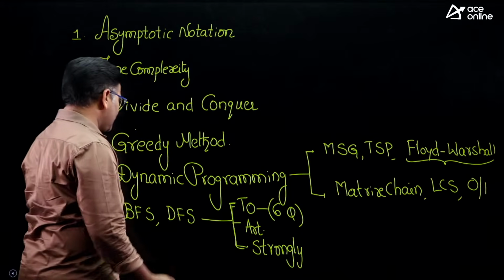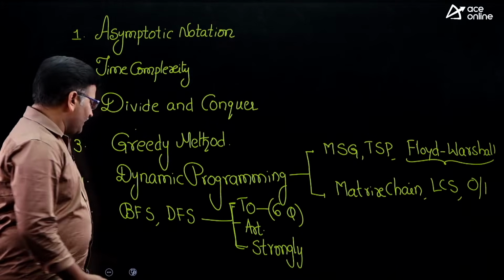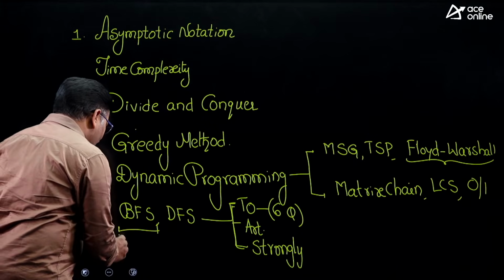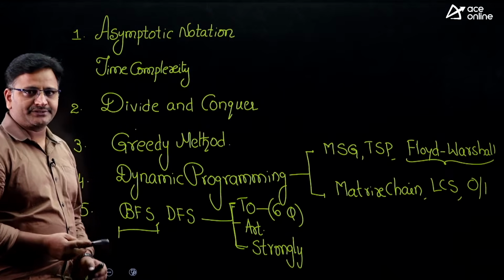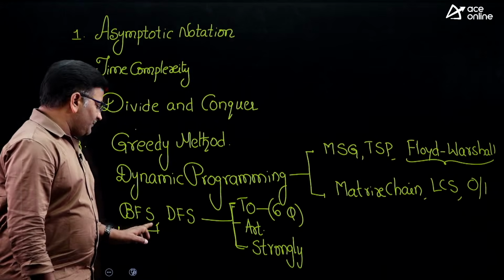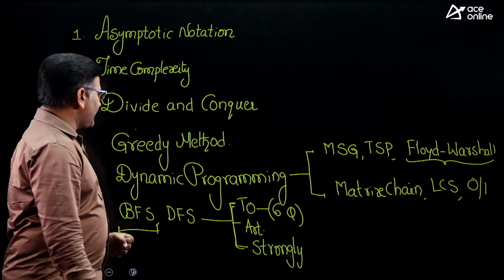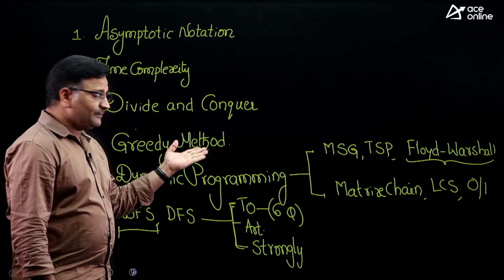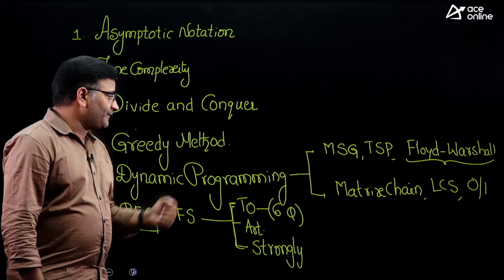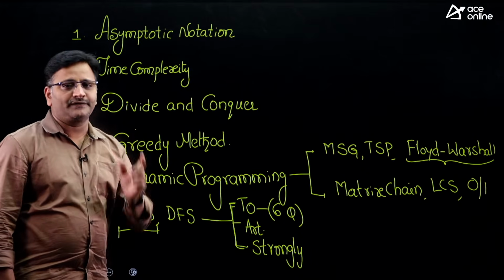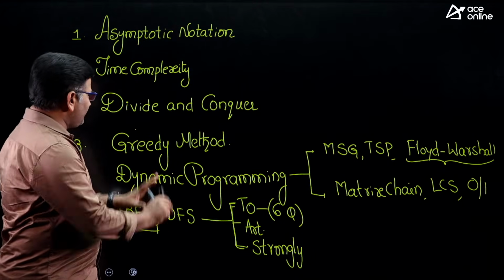Strongly connected components, these are applications of DFS, whereas BFS is mainly useful for finding shortest path distance. This BFS algorithm is useful for finding shortest path distance in an unweighted graph. Whereas Dijkstra's algorithm and Bellman-Ford algorithm are useful for finding shortest path distance in a weighted graph, friends. Okay, weighted graphs. So this is a very simple topic.